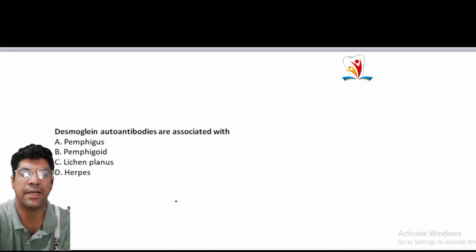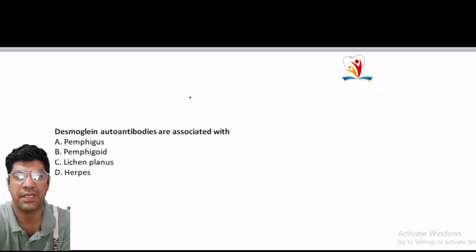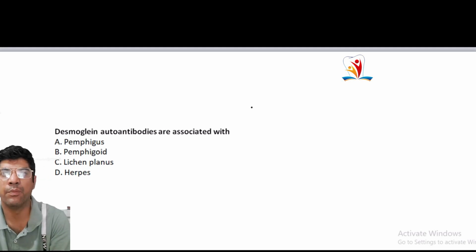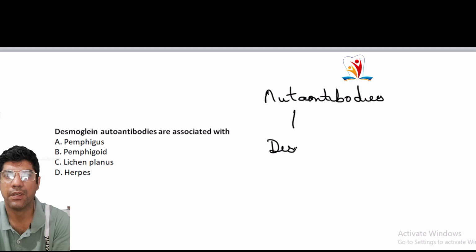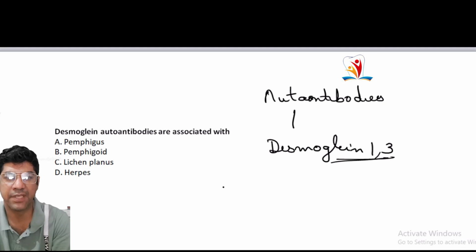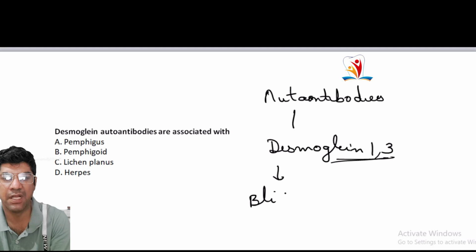Moving to the next question, the desmoglein antibodies, they are seen with pemphigus. So pemphigus, we know it is an autoimmune blistering disorder, where the body produces autoantibodies against desmoglein 1 and 3. So these autoantibodies will disrupt the normal adhesion between the skin cells, leading to formation of blisters.